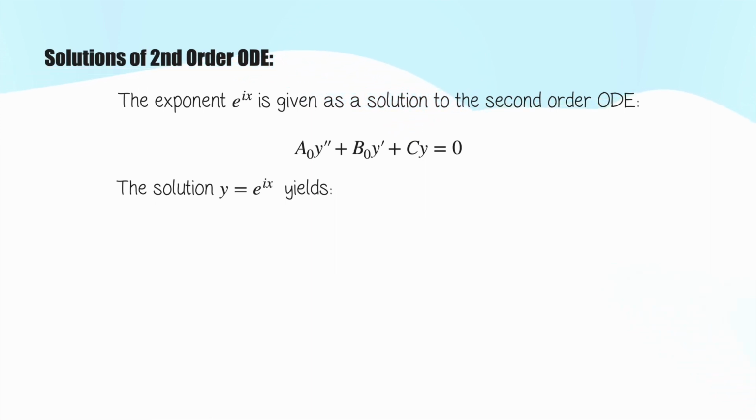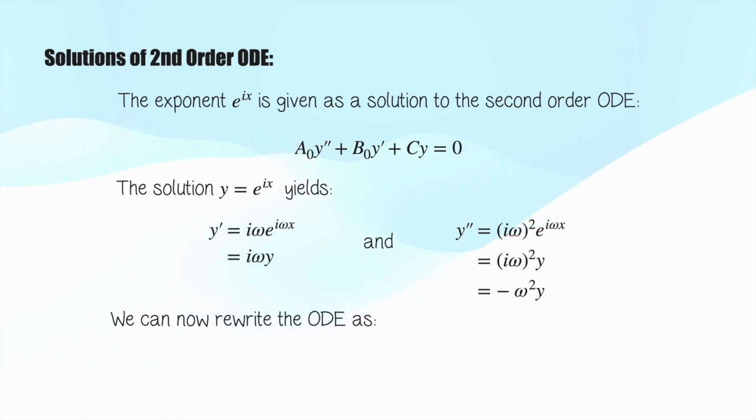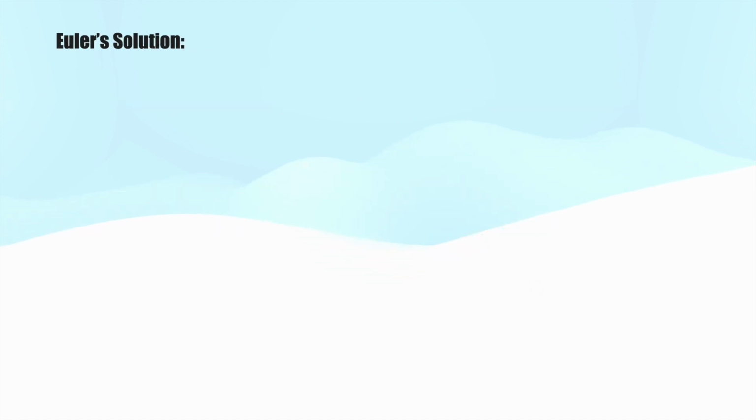Now let's look at our solutions to second order ODEs. So the exponent e to the ix is given as a solution to these homogeneous second order ODEs. And when we have that solution of y equals e to the power ix, we can actually get the first derivative and then the second derivative. From those two, we are actually able to rewrite our ODE as follows. And in this case, lambda is equal to omega squared, and it's a real number.